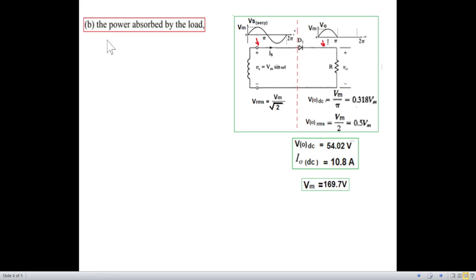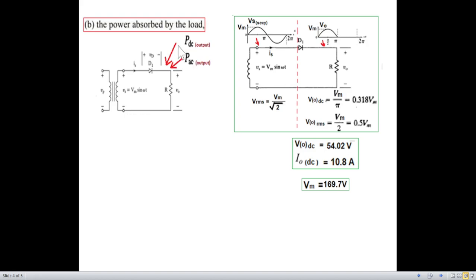Now coming on to part B, the power absorbed by the load. And we had seen that there are two powers, PDC and PAC. We had also found VODC, we had found IODC, and we have found Vm. So now we'll just use the formula PODC is VODC into IODC, and putting the values from here, the DC power PODC is 583.4 watt.